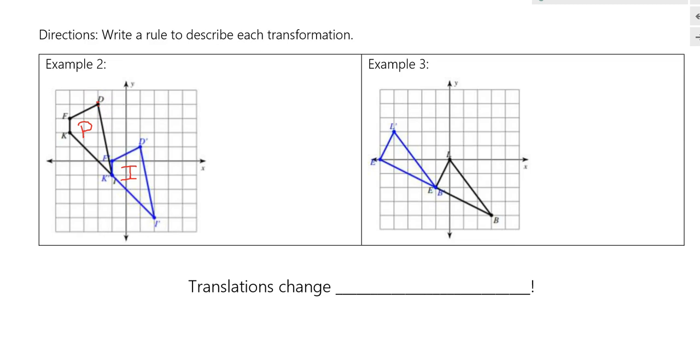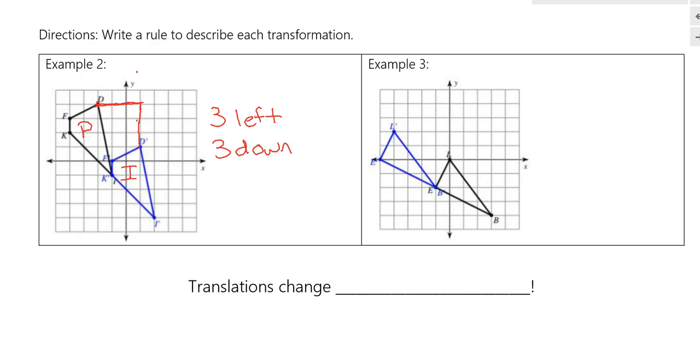It doesn't matter if you go left or right first or up and down first. I just usually go left or right first. So this is 1, 2, 3 left, 1, 2, 3 down. Easy as that.